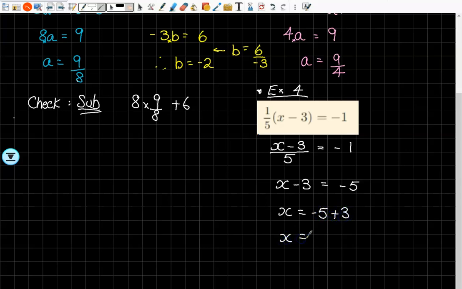And if you're having a hard day, you could use your calculator if you're not happy with your negatives, but I'd like to think everybody knows minus 3 plus 5 is? It's minus 5. You come up by 3, minus 2.